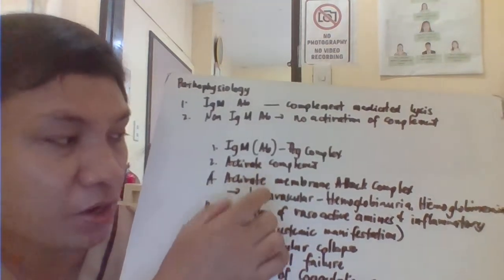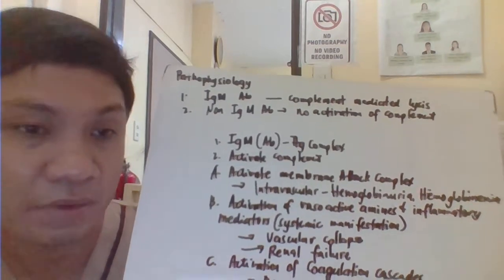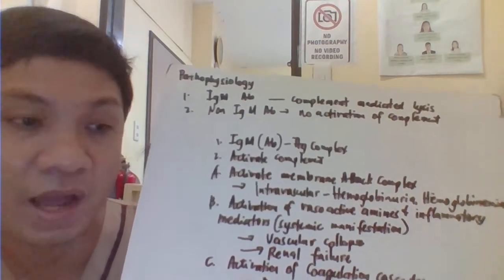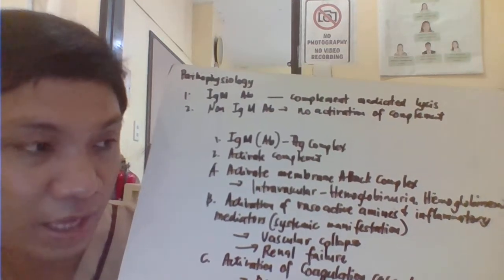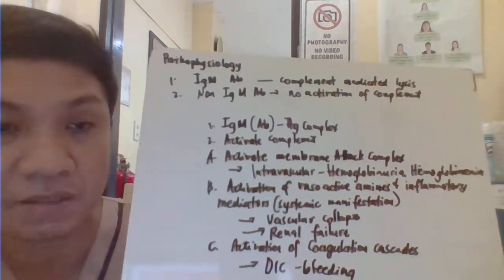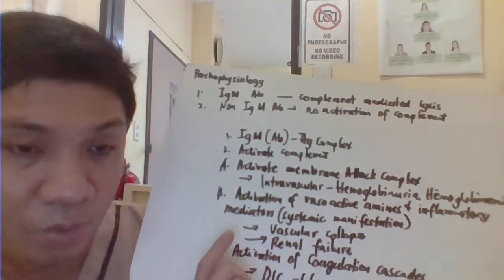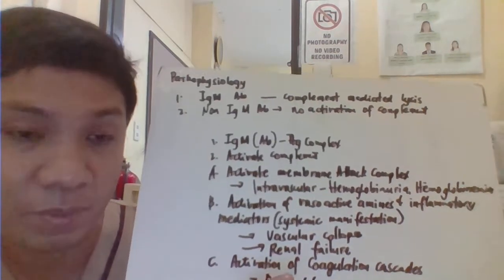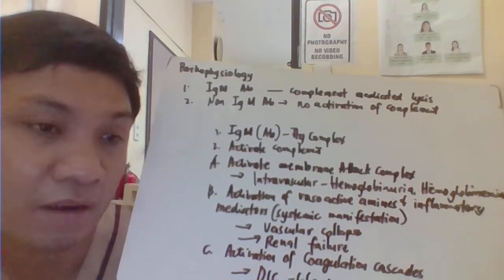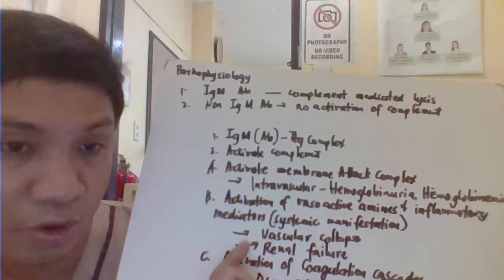And upon activation of the complement, it would result here to number 1. The patient tries to show red cell destruction because of the activation of your membrane attack complex, and therefore you get intravascular hemolysis, manifested with hemoglobinuria and hemoglobinemia. Another one, it also tries to activate the vasoactive amines responsible here for the systemic effect and inflammatory actions like your vascular collapse and your renal failure.